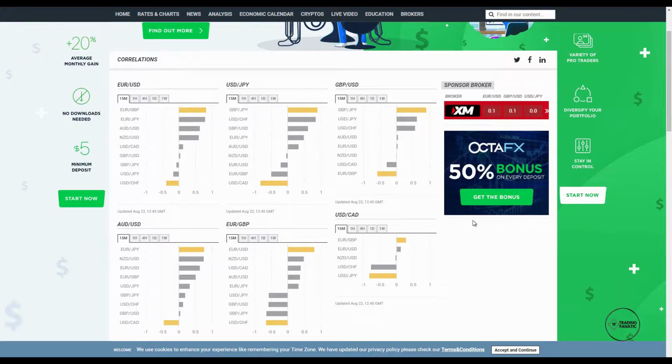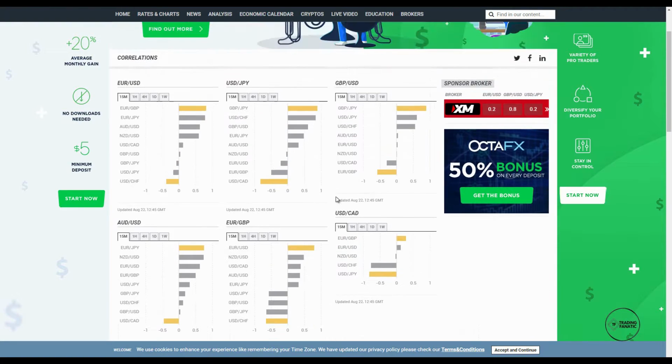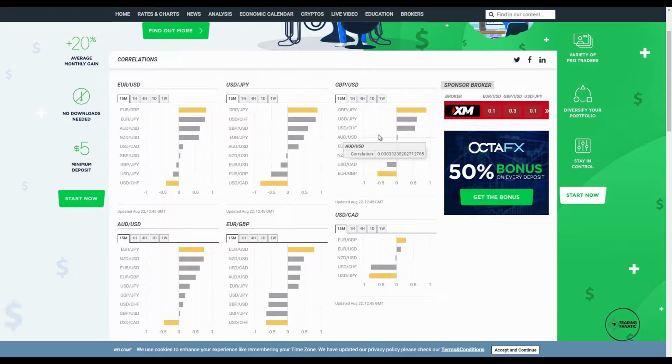What do we have here? We have only the major pairs. So you have EURUSD, USDJPY, GBPUSD, Aussie dollar, EURGBP, USDCAD, USDCHF, NZDUSD, EURJPY, and GBPJPY. So if you're trading minor currencies or exotics, stay prepared. I have another tool for you guys, but let's get into this one. Here we have the majors, and as you can see we have different time frames: 15-minute, 1 hour, 4 hour, daily, and 1 week.